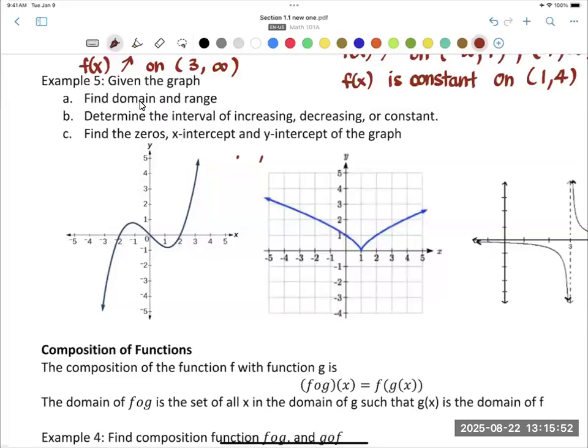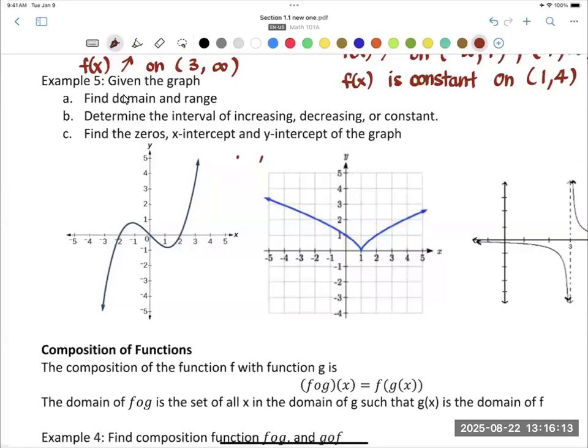Now let's take a look at example 5. I've given you the graph and I want you to find the domain and range of the graph, and also determine the interval of increasing, decreasing, or constant, and then find the zeros, x-intercept, and y-intercept of the graph. Okay, so it looks like you have to analyze the graph.